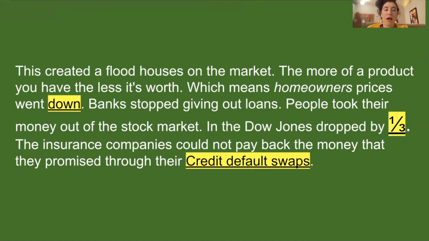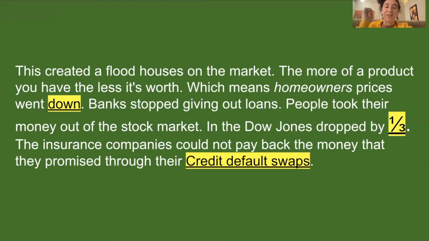So the more of a product you have, like we've talked about with supply and demand, the less that it's worth. Okay. So we have the supply being houses. The more houses we have, the less that they're worth, which means that homeowners' prices, people that are selling these houses, are going down. Okay. So they may have bought the house for a bunch of money, but it is decreasing in value because there are so many homes on the market at once.